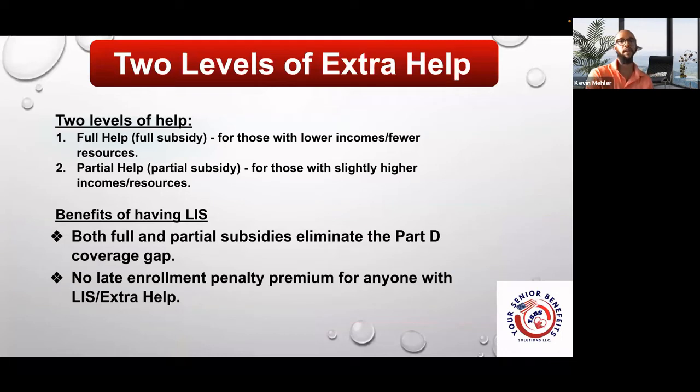All right. Now, there are two levels of extra help: the full help, which is considered the full subsidy for those with lower incomes and few resources. And then there's the partial help, which is a partial subsidy for those that are slightly above those with the lower income, but still need assistance on that end. Okay.